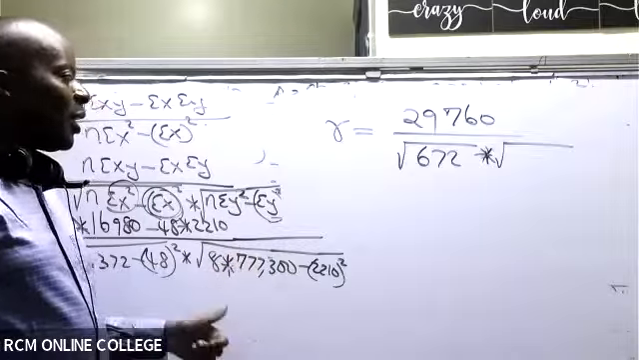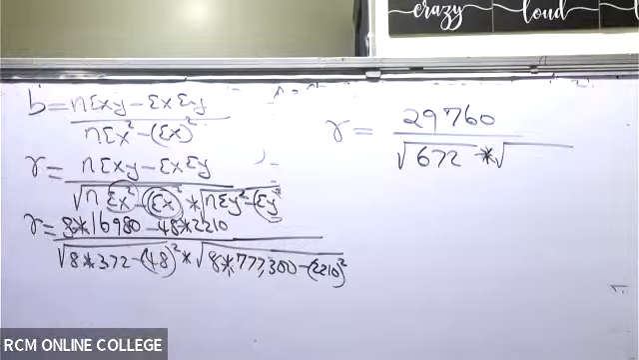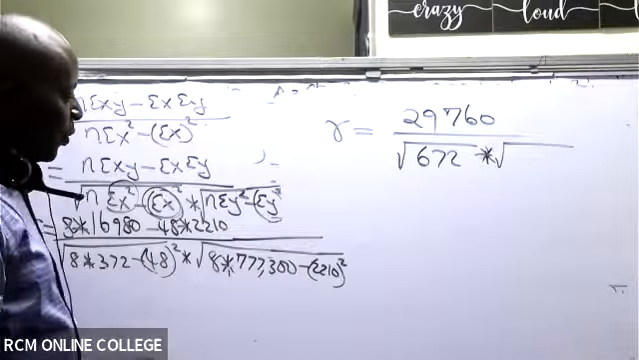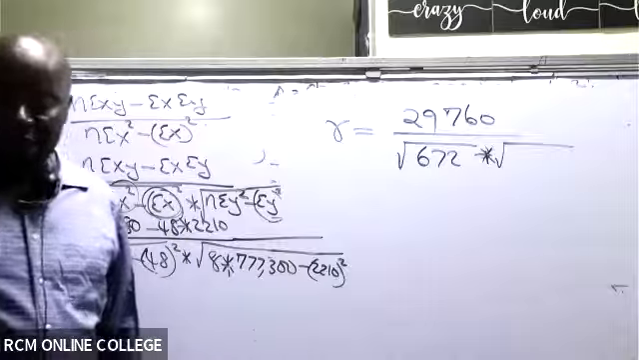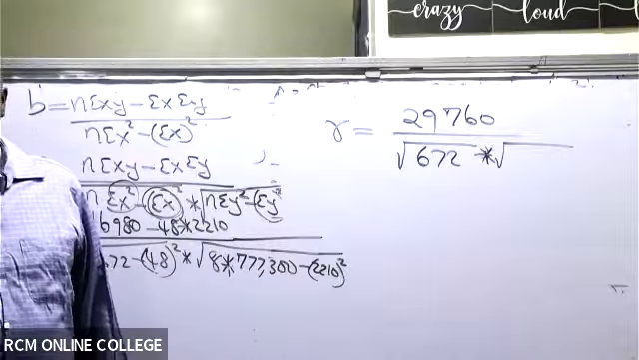Somebody, some good ninja, give me this answer. 8 times 777,300 minus 2210 squared. 1,334,300.